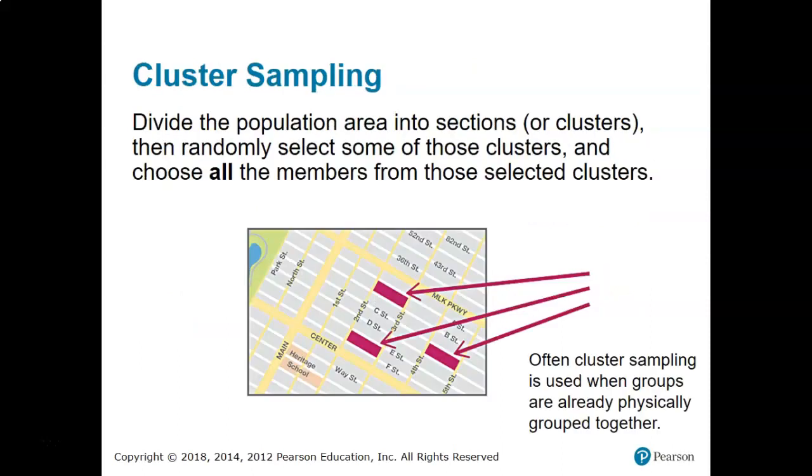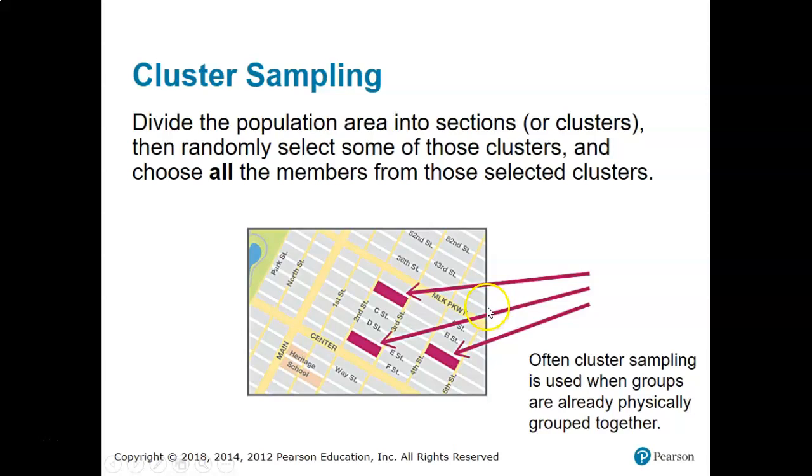Okay, cluster sampling. Cluster and stratified are the two that people have the most trouble differentiating between. With cluster sampling, it's a little bit more of physically being grouped together, whereas with stratified sampling, maybe everybody's together, but the characteristic might be males versus females. With cluster sampling, it might be schools, apartments, hospitals, prisons, those types of things where the people are physically clustered together into sections. So we'll divide our population into sections or clusters, then randomly select some of those clusters, and then choose all the members from the selected clusters.